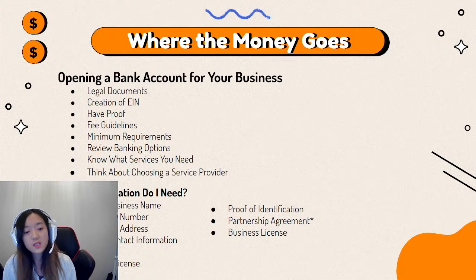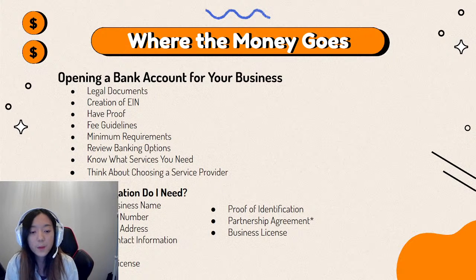And then business address. Where's your business located? What is the basic contact information? And how can we reach your business? Just that kind of information. Number 4 is your social insurance number. 5, driver's license. 6, proof of identification. 7, partnership agreement if applicable. And the last one is a business license. All these factors need to be present in order for you to open a business banking account. Although this list may look daunting because there are so many different components, it is standard for any business to have already.